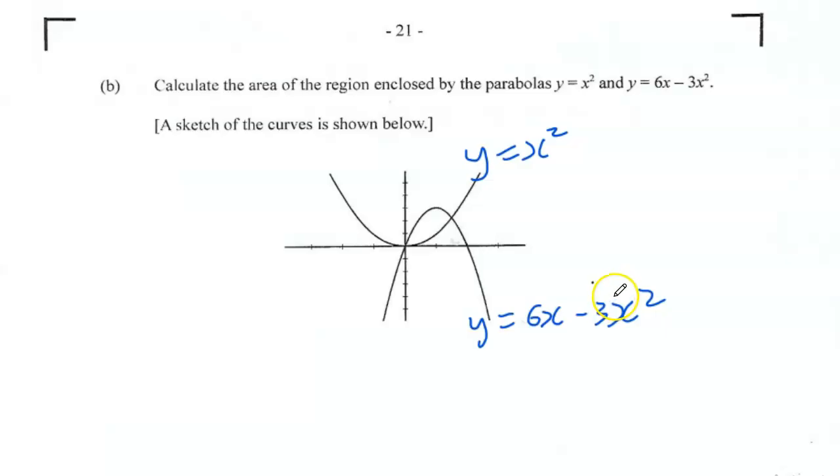Now to calculate the area enclosed by the parabolas, it's very important that we get the limits. So of course we need to find the points of intersection for these two graphs. To get the points of intersection, notice one is y equal to x squared, the other is y equal to 6x minus 3x squared. So let us solve simultaneously to get the points of intersection, which would be here and here.